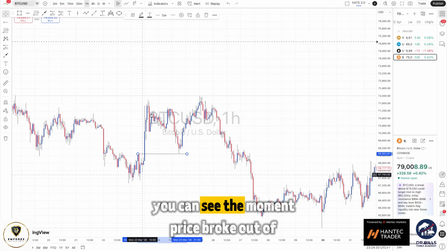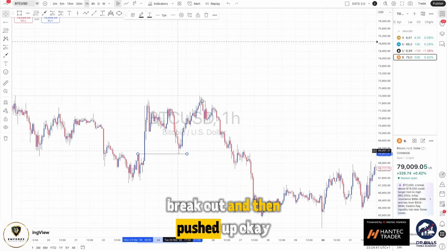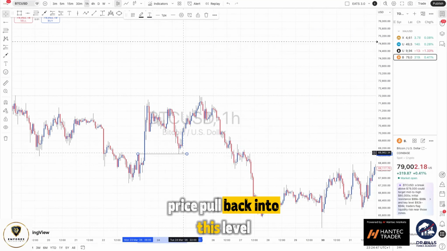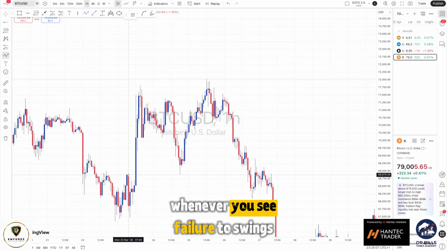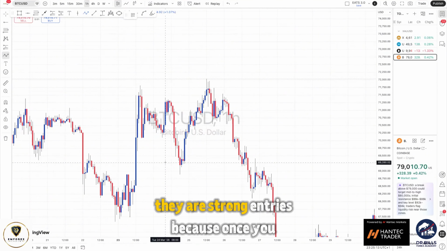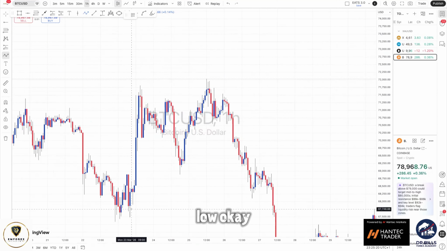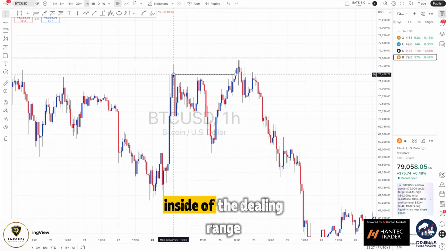You can see the moment price broke out of it impulsively, it pulled back, retested the breaker, and then pushed up. So this was more like a shift in structure. One thing you need to observe is that whenever you see failures to swing like this, it gives you potential entries. They are strong entries because that new level is going to be a protected low. Price will not just come back there anyhow. There are some failures to swing inside of the dealing range that don't really count, which with experience you understand better.